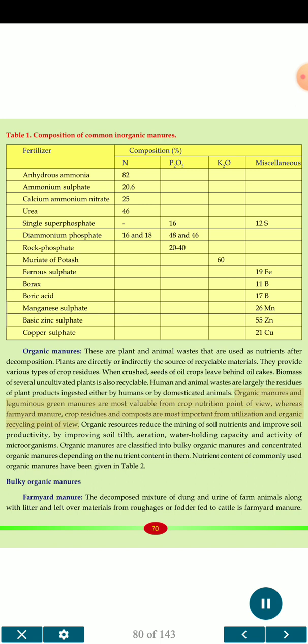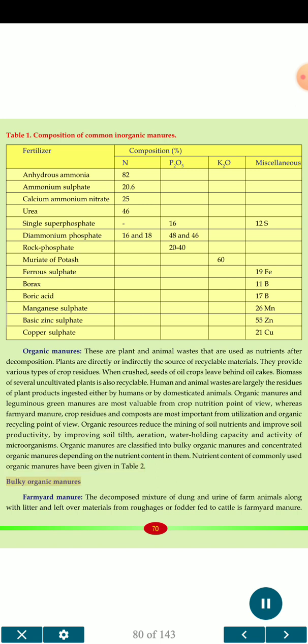Organic manures and leguminous green manures are most valuable from the crop nutrition point of view, whereas farmyard manure, crop residues and composts are most important from the utilization and organic recycling point of view. Organic resources reduce the mining of soil nutrients and improve soil productivity by improving soil tilth, aeration, water holding capacity and activity of microorganisms. Organic manures are classified into bulky organic manures and concentrated organic manures depending on the nutrient content in them. Nutrient content of commonly used organic manures is given in Table 2.